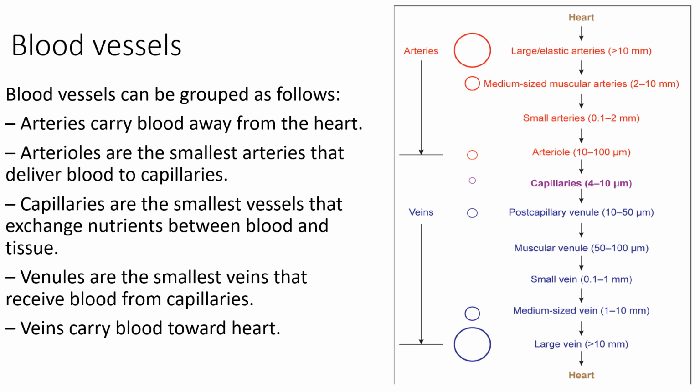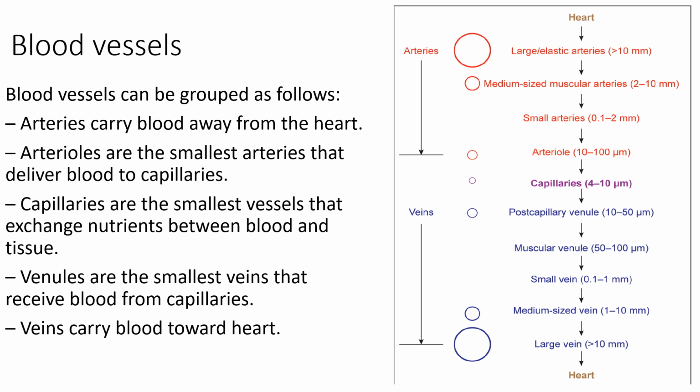Arteries are the blood vessels which carry blood away from the heart. So the large or elastic arteries are about 10 millimeter in diameter. Such large elastic arteries like aorta divide and redivide into branches, and they form medium-sized muscular arteries which are about 2 to 10 millimeter in diameter.